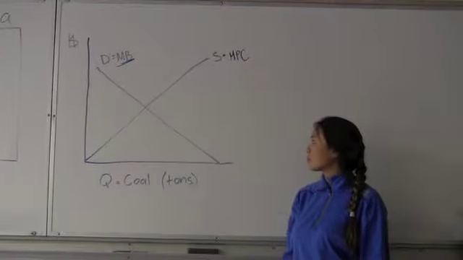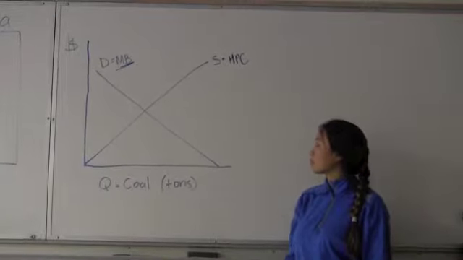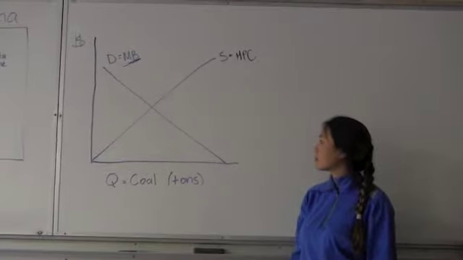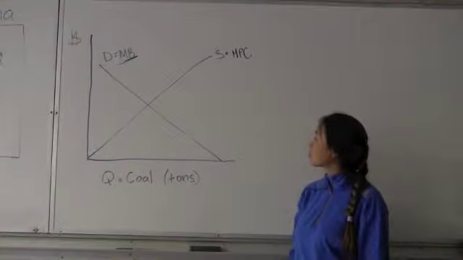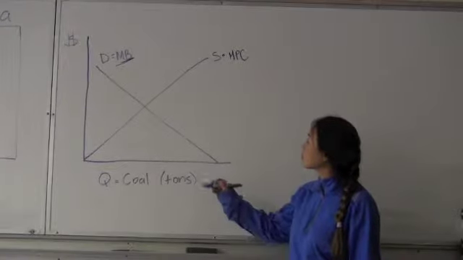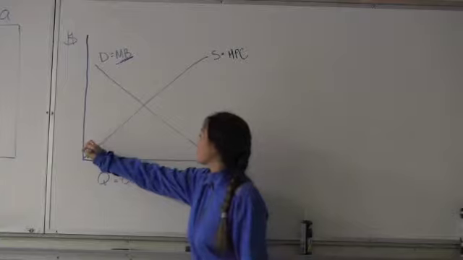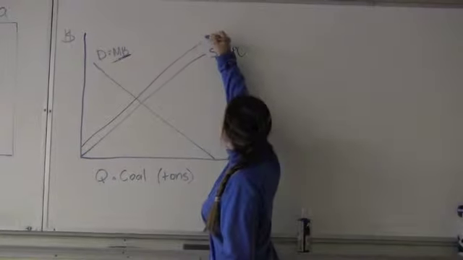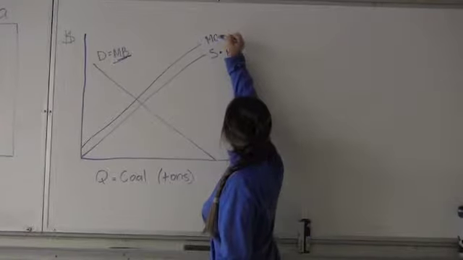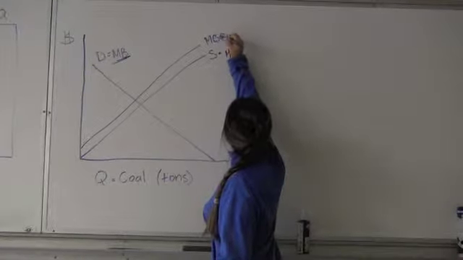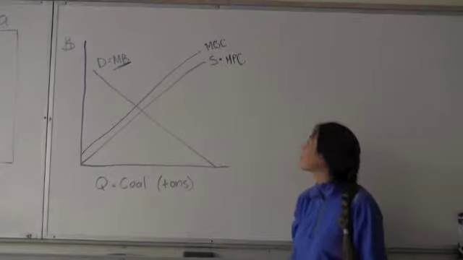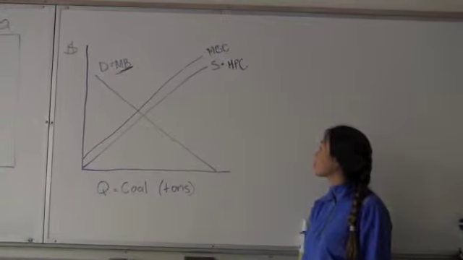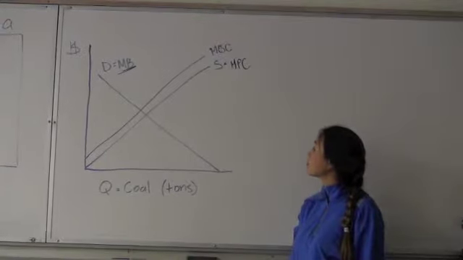To represent the negative externality on our graph, we have another curve, our marginal social cost curve, which is located right above the supply curve, the marginal private cost curve. This curve represents our marginal social costs, which are all the costs of the externality plus all of the private costs.